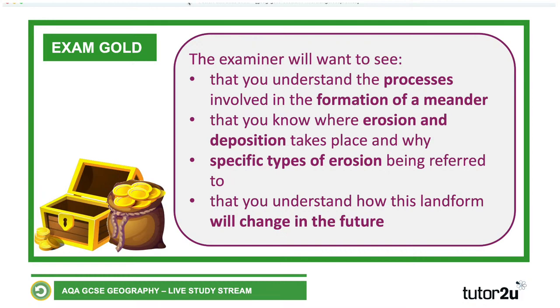They are also going to want to know those specific types of erosion. These are level mark questions. In order to get the top levels, 5 and 6, you need to have some good subject specific vocabulary in there, some geographical words. Just saying erosion is not going to be enough. What types of erosion are actually taking place on that bend? Obviously not right now as we're watching this live, but if you are watching this on catch up, it would be a good idea to pause and give yourself six or seven minutes to try and answer that question. These come up frequently in paper one, the physical geography paper that you will sit first.